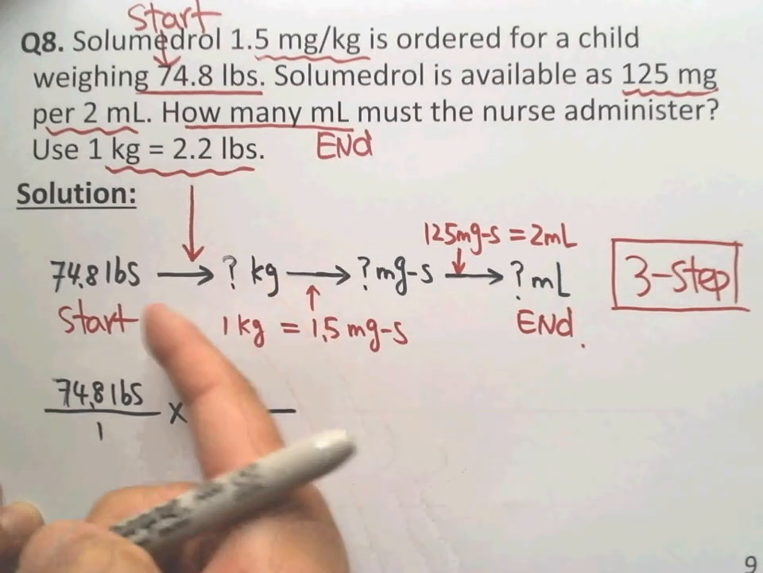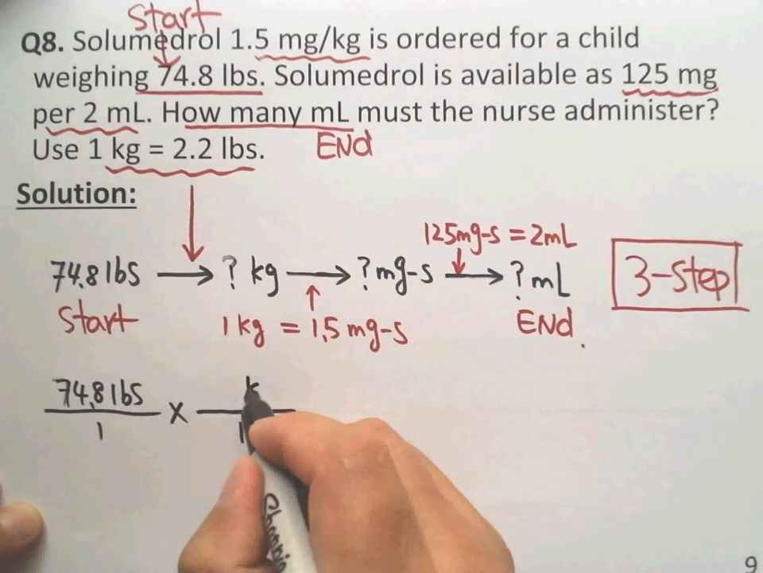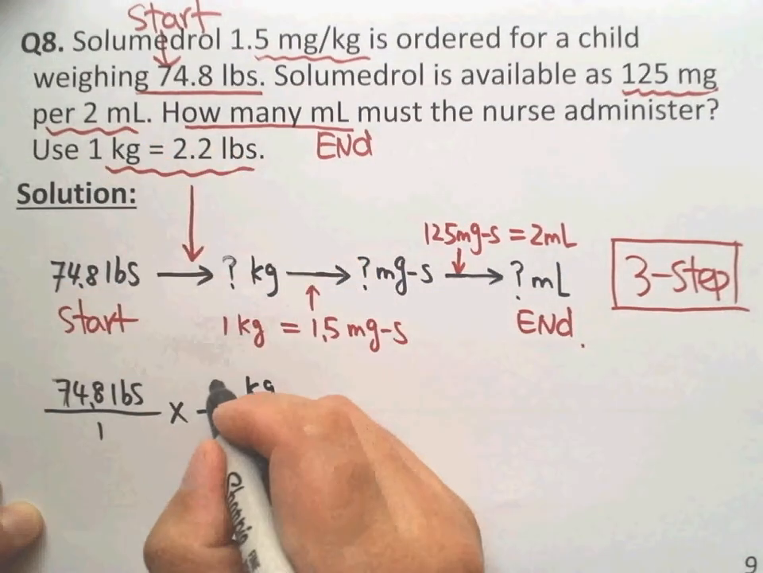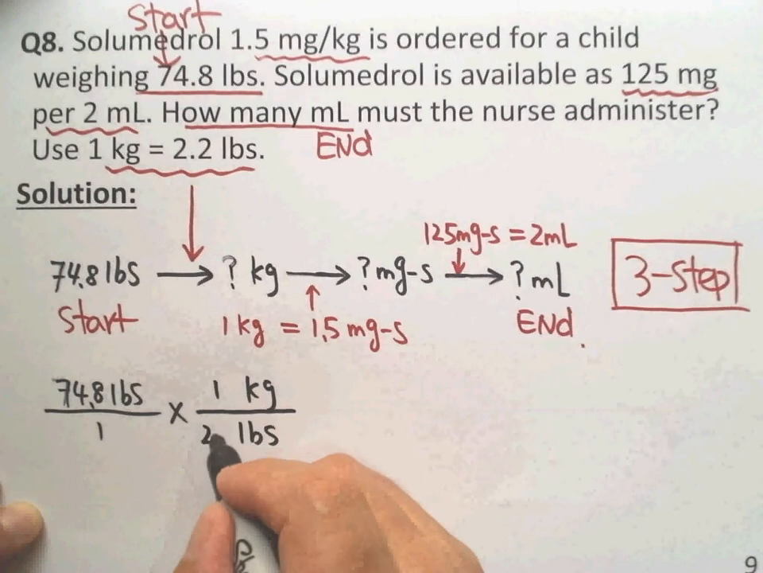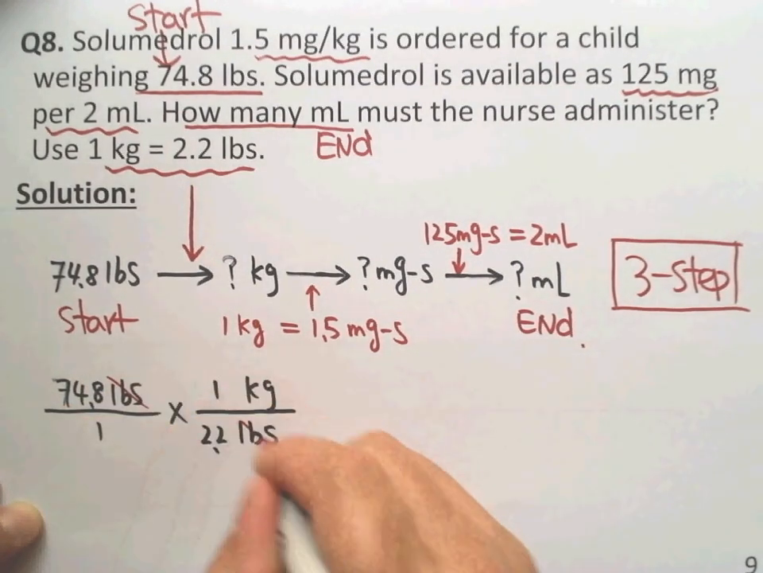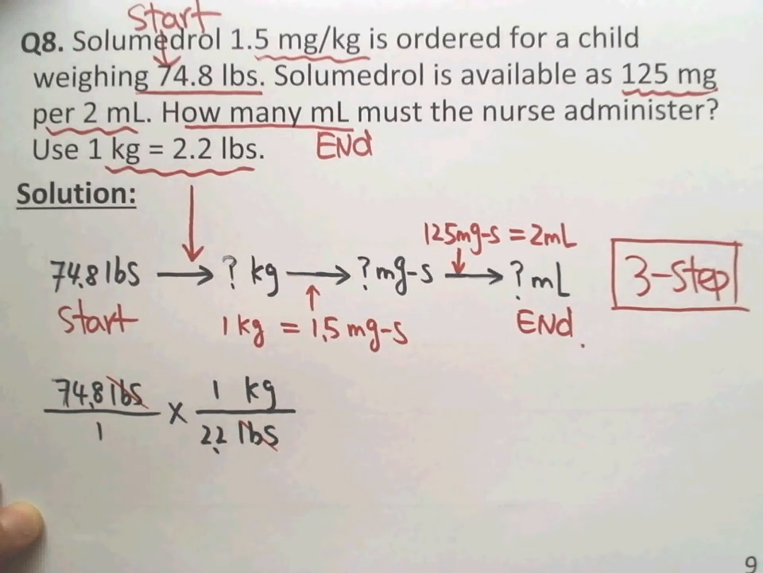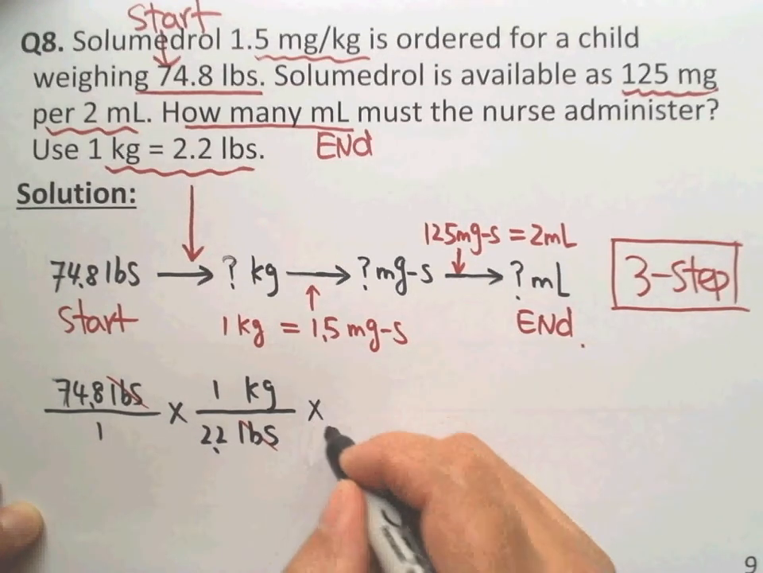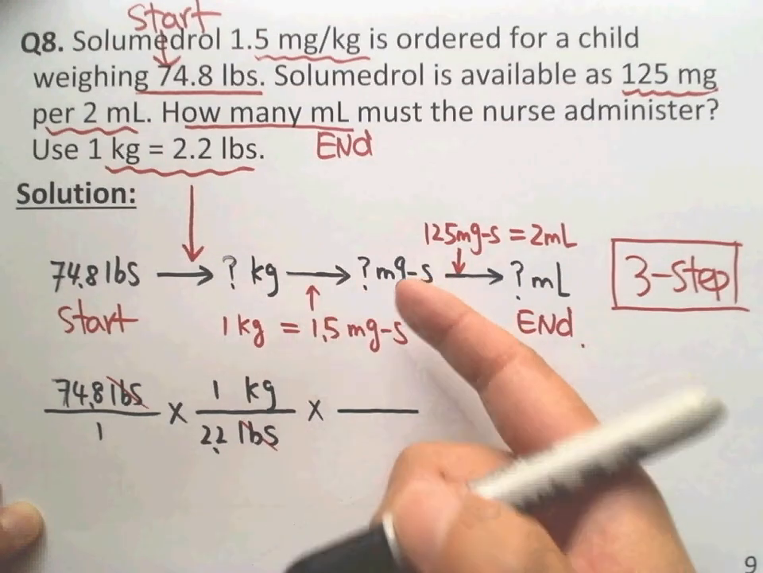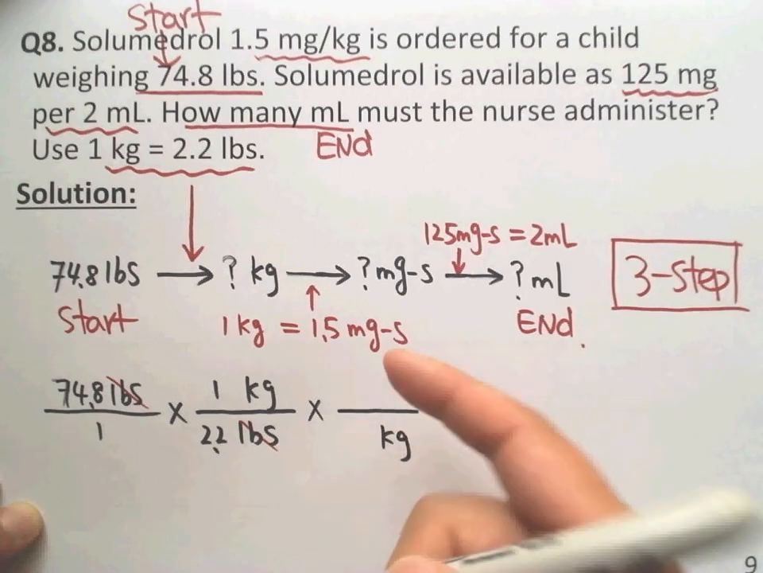So now I am going to set up at the beginning. 74.8 pounds over 1, right? And then I am going to times what? First convert the pounds to kilogram. So I put the pounds here and the kilogram on the top. And I put the relation there: 1 kilogram equals 2.2 pounds. So 2.2, put it here. And we cancel the pounds. Now we get to this unit.